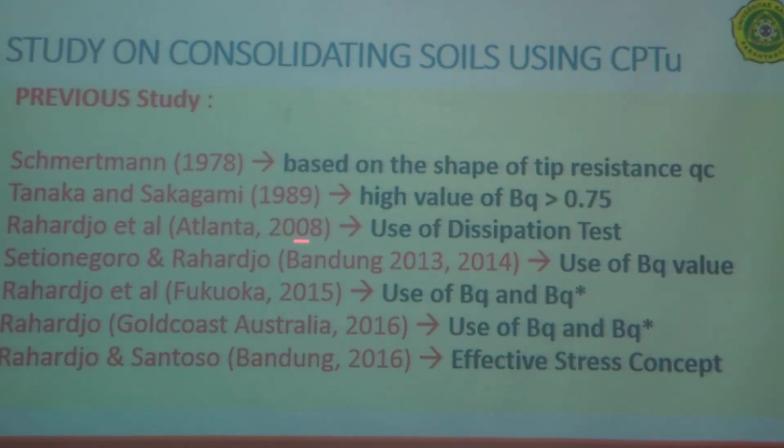So in 2008, I came out with the use of the dissipation test to find out the degree of consolidation. And then with my student, 2013, 2014, we used the BQ value. And then I have another student doing BQ and BQ star. That was presented in the Asian Regional Conference in Fukuoka. And then in 2016, I confirmed BQ star. That was in Australia. And then last time, I have another master student using the effective stress concept. So it is still developing.